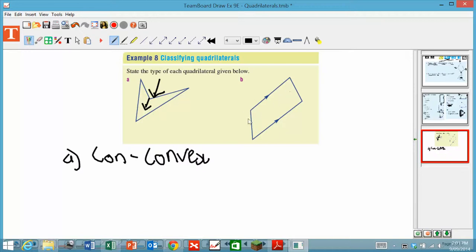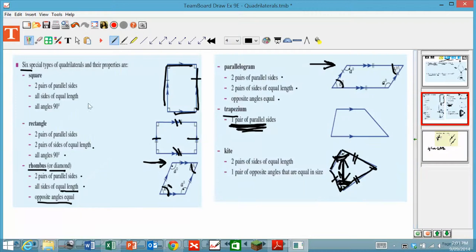we can only go by the information it's given. You can't assume anything else. So all we can see is that this has got two parallel sides. That's all I've got. So one pair of parallel sides here and here, this side and this side. So let's have a look at our specials here. Two pairs, two pairs, two pairs of parallel, one pair of parallel lines. So what we have is a trapezium. That shape is a trapezium, one pair of parallel lines.